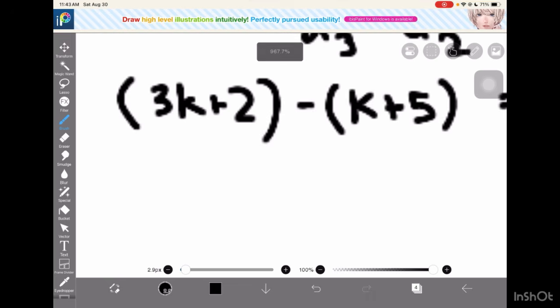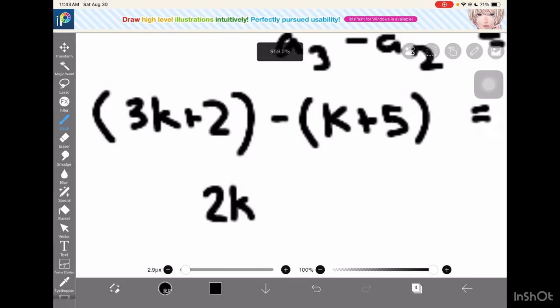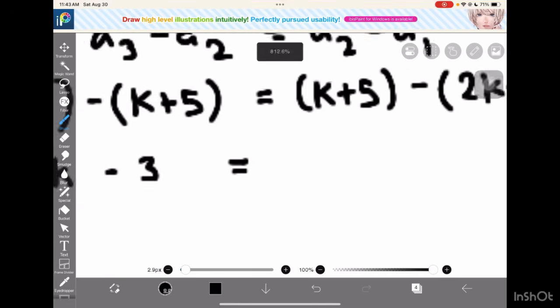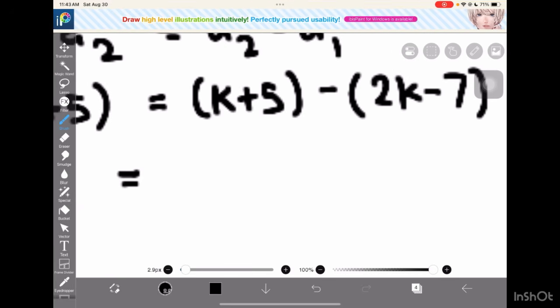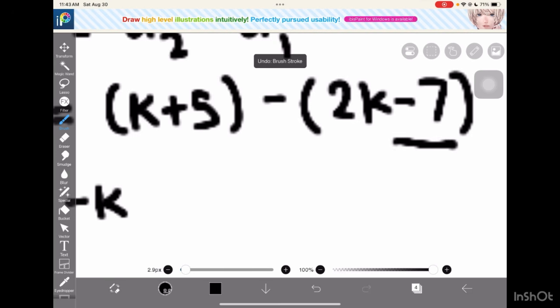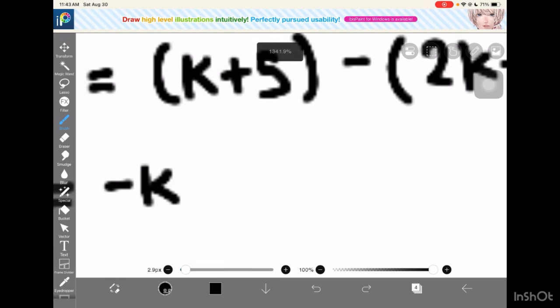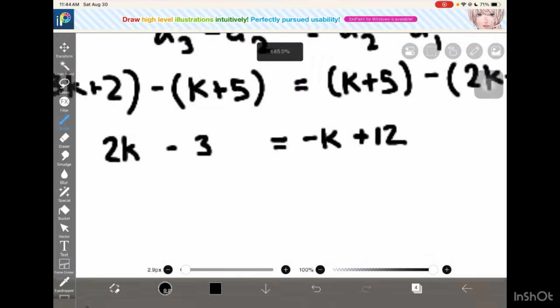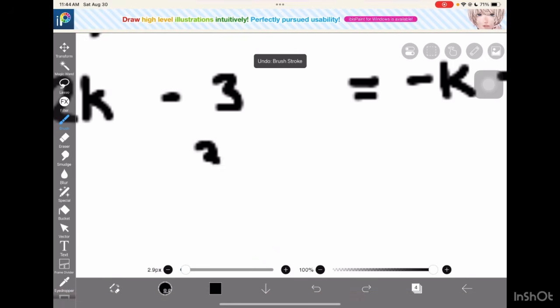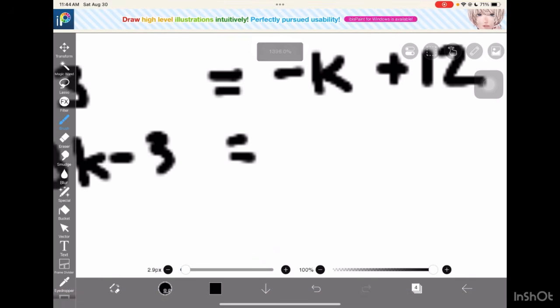So 3k minus k is just 2k, and then 2 minus 5 is just negative 3, is equal to k minus 2k, which is just negative k. 5 minus negative 7, that's just 5 plus 7, because minus negative is just plus. So that's equal to plus 12. Okay, then we transpose. We put the negative k to the other side, so that becomes a positive k. So that becomes 3k minus 3 is equal to positive 12.